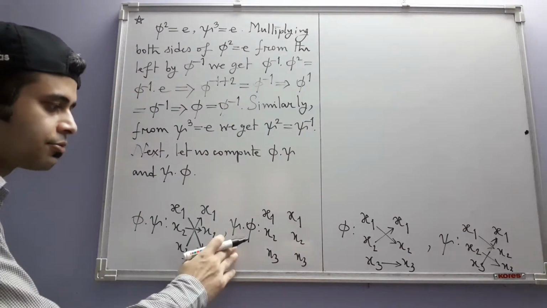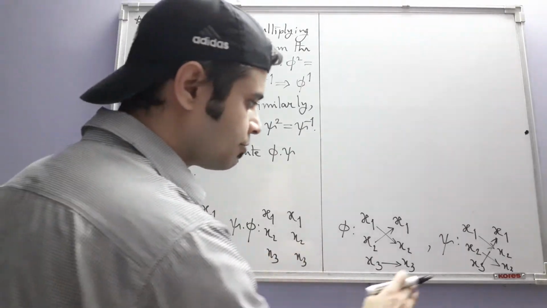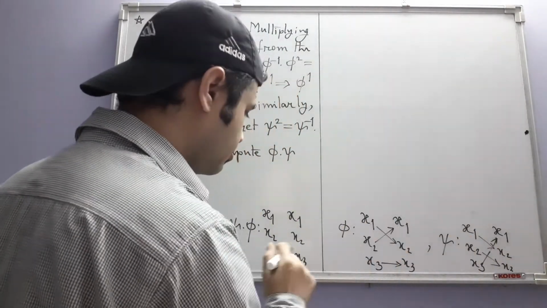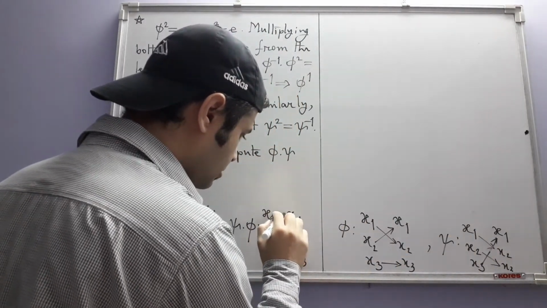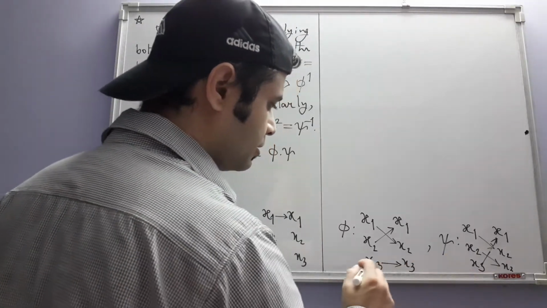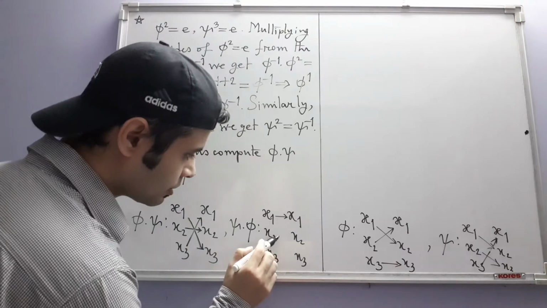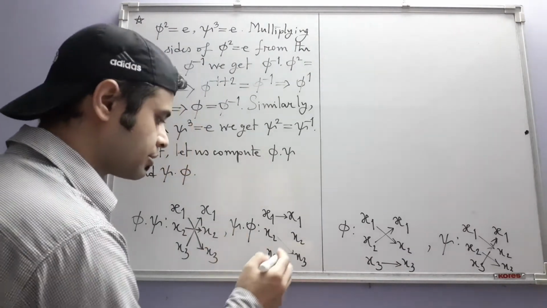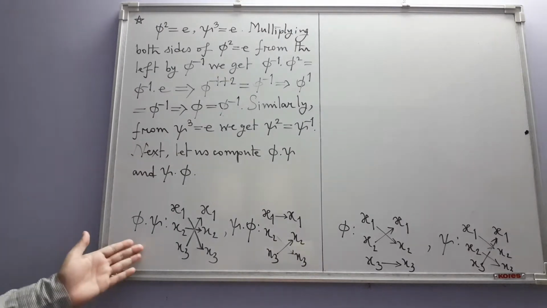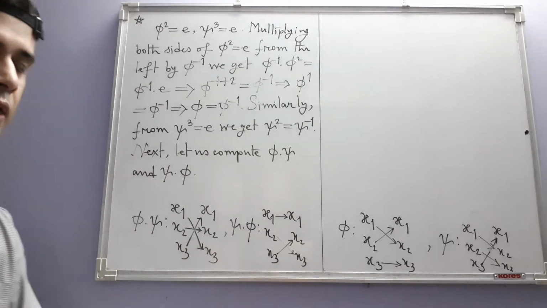So here first we will apply psi and then on that phi. So first x1 will go to x2, then x2 to x1. So psi dot phi does not change x1. x2 goes to x3, then x3 is unchanged. So x2 here also goes to x3, and so x3 has to go to x2. So these are phi dot psi and psi dot phi.